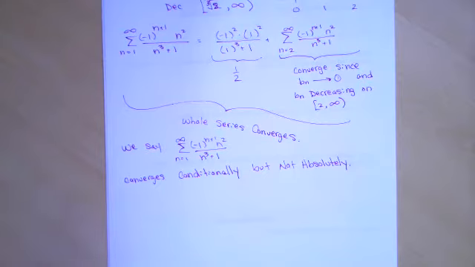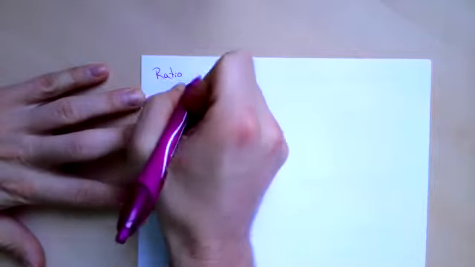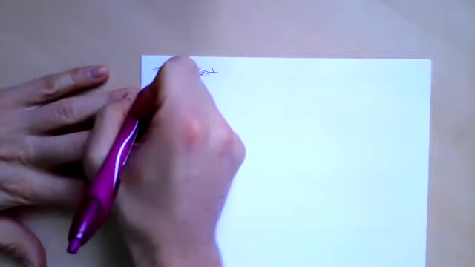Okay, so let's talk about the ratio test. The ratio test is a rather strong test, but it doesn't quite work all the time. When it works, it's great because it's essentially saying that your series is eventually bounded by a geometric series, or at least comparable to a geometric series. So we're given some series.